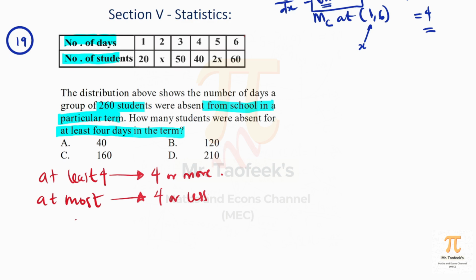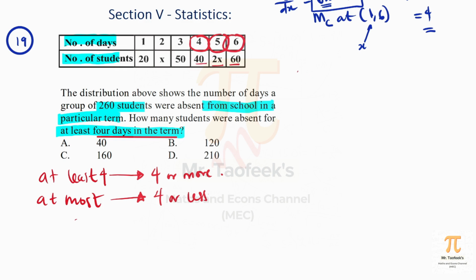So if you know that, we can answer this question. The question is now saying, how many students were absent at least 4 days in a term? At least 4 days in a term means what? They were absent for 4 days or more. So how many students are absent for 4 days or 5 days or 6 days? Those numbers of students were 40, 2x, and 60.